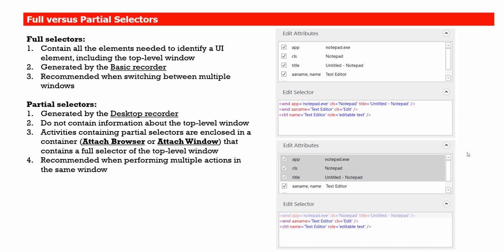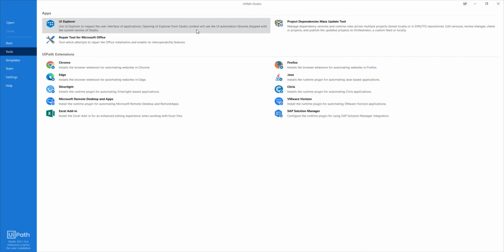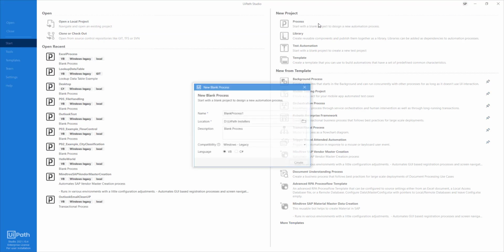I'll showcase an example. Let's quickly go into UiPath Studio and build it. But I wanted to explain this concept first so that we can start. So let's quickly go to the start, create a process. Let's call it selector example.